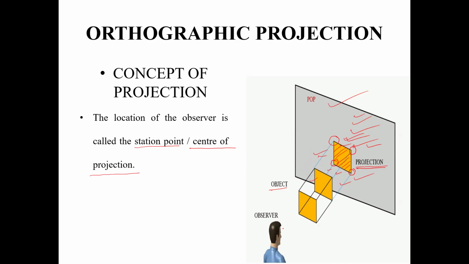The projectors are nothing but the rays of light which are originating from the eyes of the observer, going past the object, and finally hitting the plane of projection. So that is the physical significance of the projectors. They represent the rays of light which are originating from the eyes of the observer, going past the object, and finally hitting the plane of projection.